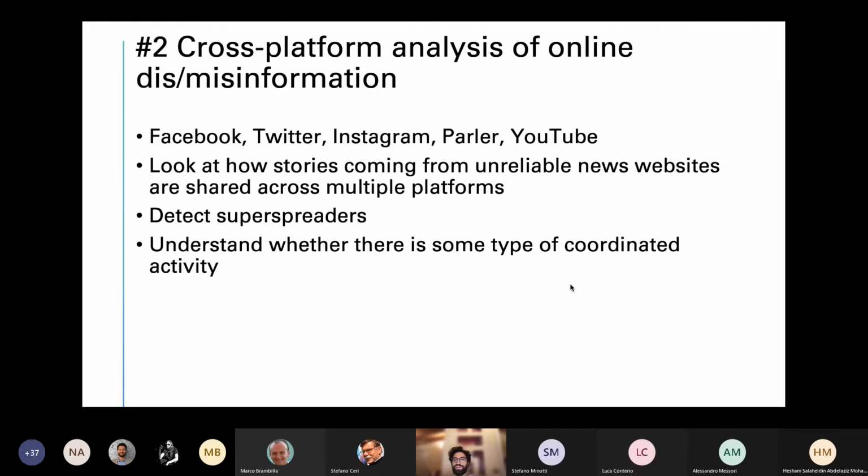So this is a term which has gained popularity in the context of the pandemic. You know, whenever a single individual is able to spread the virus or a specific content to a large number of other individuals, and of course to understand if there is coordination at play on different platforms. You know, a story is shared on a specific platform, and then there are individuals who take it from that platform and they move it to other platforms as well.